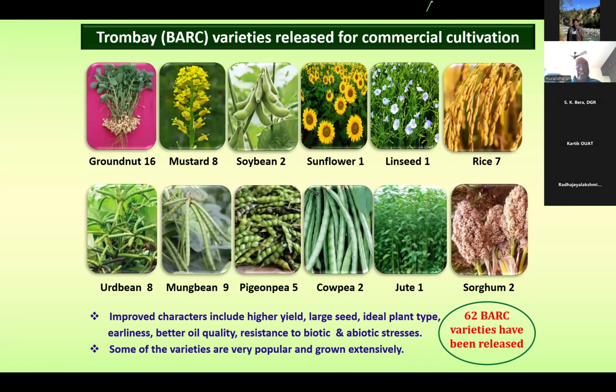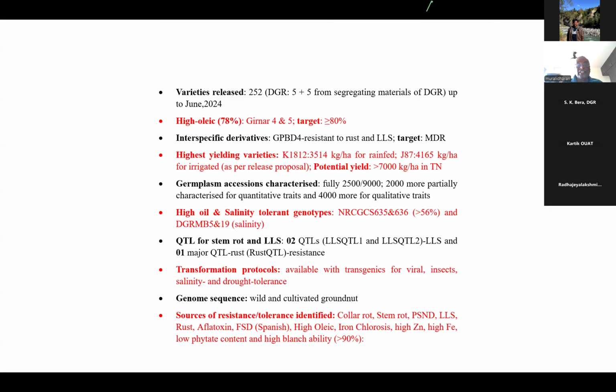And coming to this modern technology, that is biotechnology tools, we have released high oleic varieties, Girnar 4 and Girnar 5, and also GPBD 4, an interspecific derivative from Dharwad, and the highest yielding varieties, K1812, Kadiri Lepakshi, from Kadiri, which has got more wild germplasm blood. That's why we get profuse branching and also seed germination when the duration is not fixed by the farmer based on experience. And potentially up to 7 tons they have produced in Tamil Nadu.